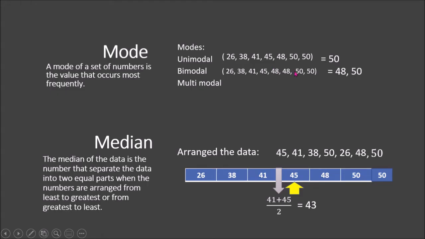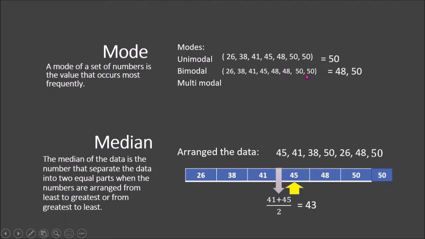It doesn't matter how many values there are, as long as they have the same frequency for bimodal. Just like in unimodal, if there will be 3 50s, or 4 or 1 50s, the mode will still be 50 because it is the most frequently repeated number. Now in this case, let's say for 48 we have 3 48s and we have 3 50s, then that is still bimodal because we have the same frequency for 48 and 50.